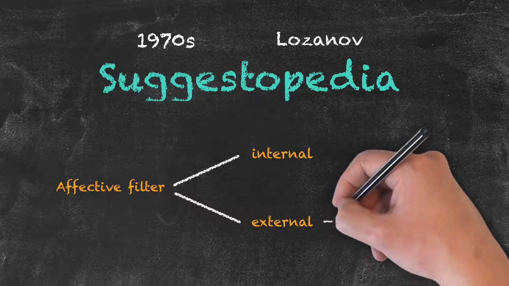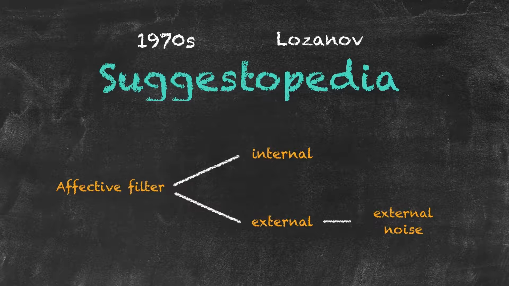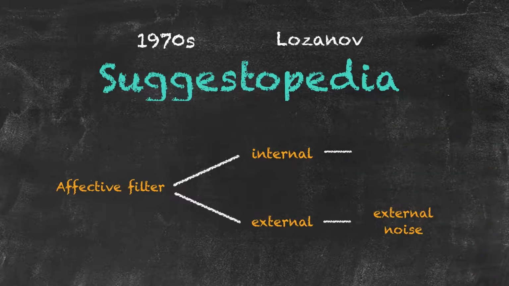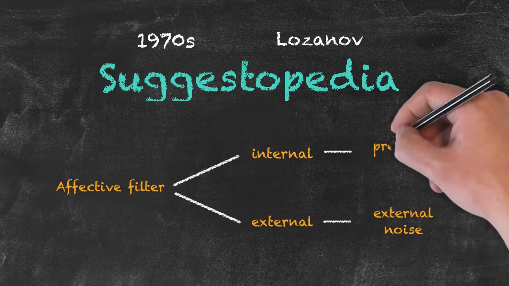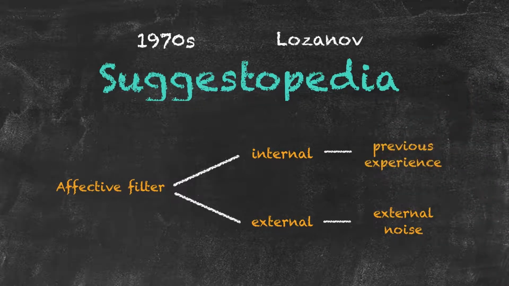The external factors to learning, the reasons why we have barriers to learning, may be just simple things such as external noise. So people talking to us while we're trying to learn, and so on and so forth. Perhaps more important are these internal factors. And the internal factors, one of the main things here is our previous experience. If we have tried to learn a language in the past and we have not been successful, that forms an internal barrier to further learning in the future.